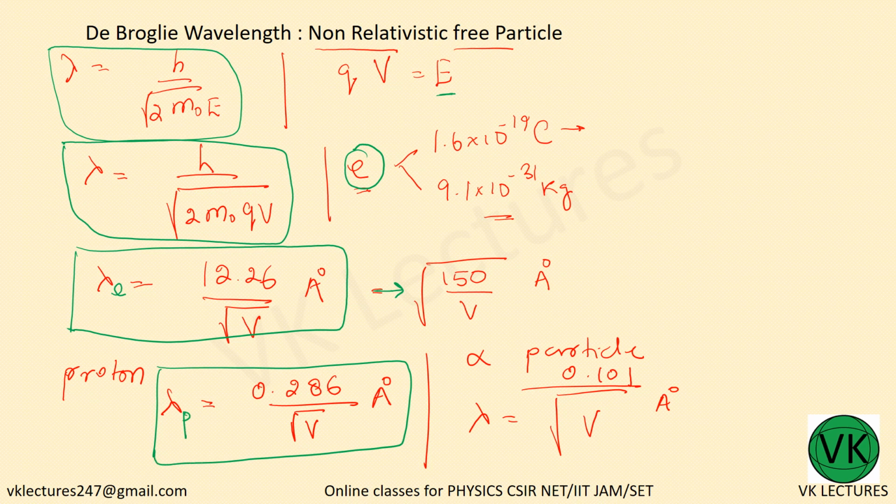And if the charged particle is an alpha particle, your equation is 0.101 divided by root V Angstrom.